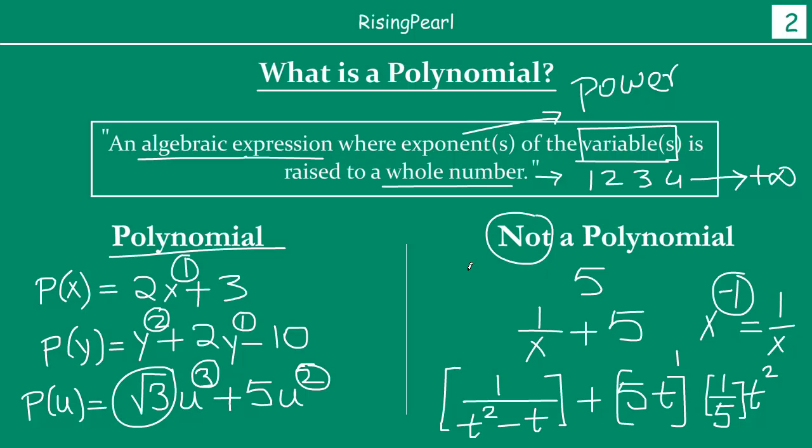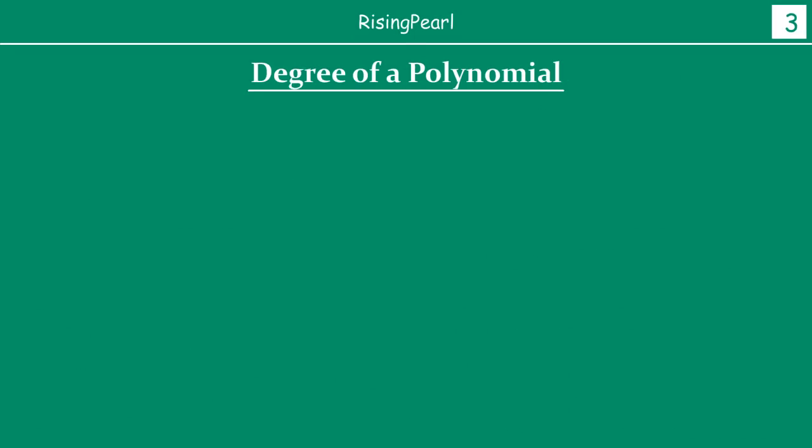So these are not a polynomial, not a polynomial, not a polynomial, but this particular expression ideally should be here. So this one is a polynomial, like each one of these. So friends, I hope you have a good understanding of what is a polynomial and what is not a polynomial. Let's talk about what we mean by degree of a polynomial.